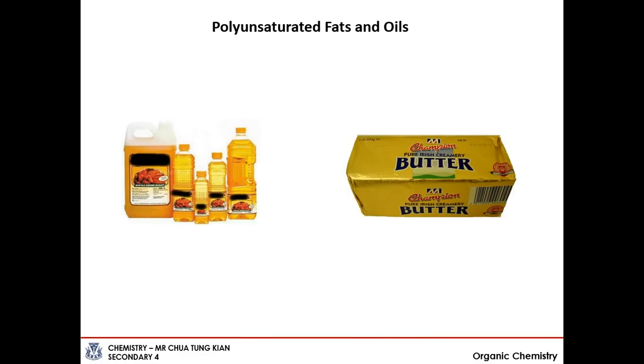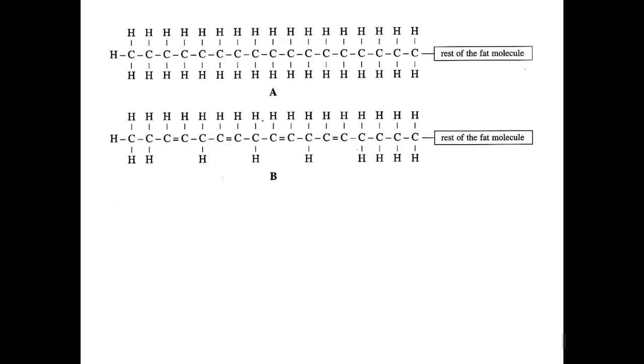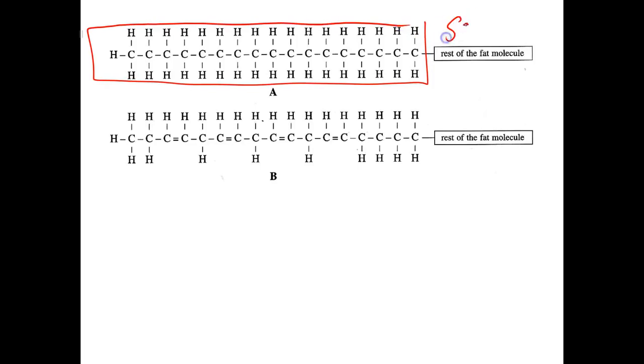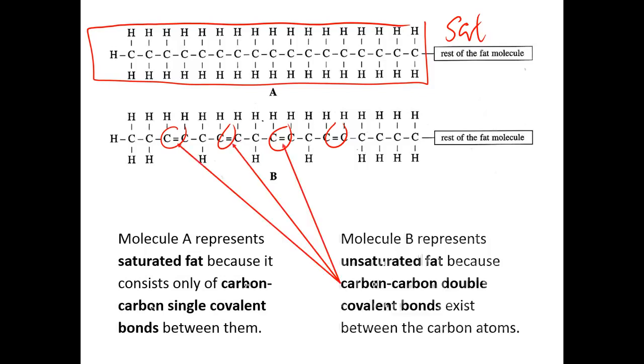Polyunsaturated fats and oils. Unsaturated basically refers to the presence of double bonds. Poly means many double bonds. So if it's polyunsaturated, it means that in the molecule there are many double bonds. Okay, so this is an example of a saturated molecule. Why? No double bonds. This one, many double bonds. So this is an example of a polyunsaturated fat molecule. Right?